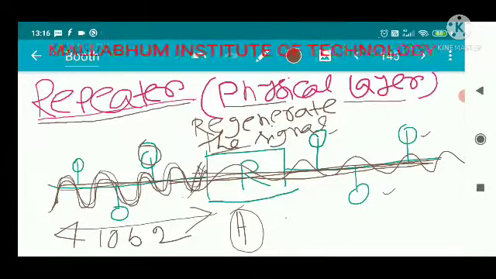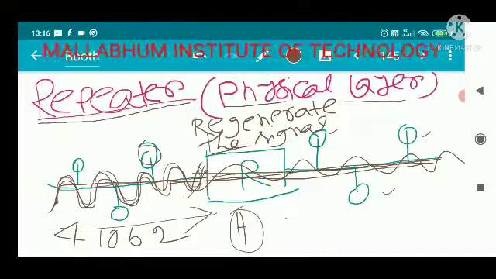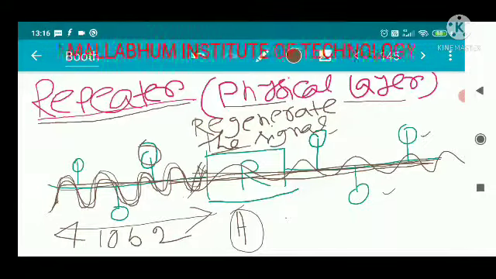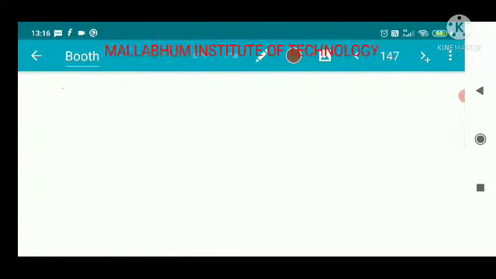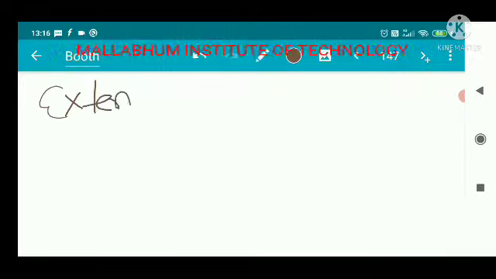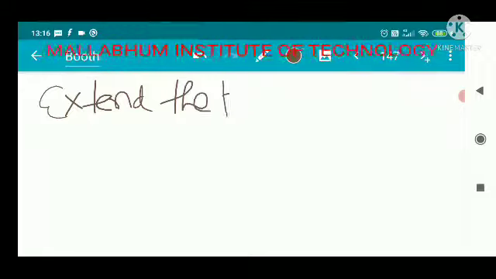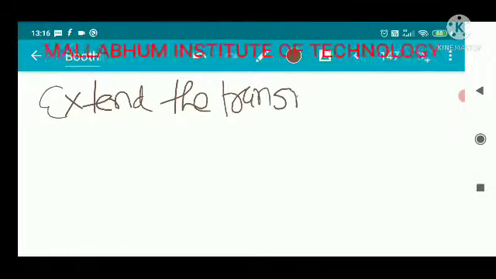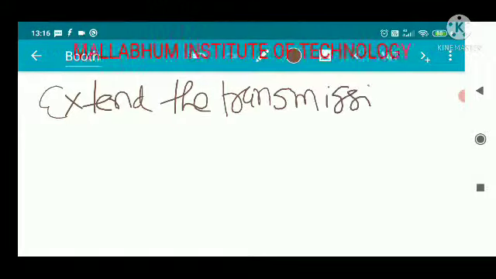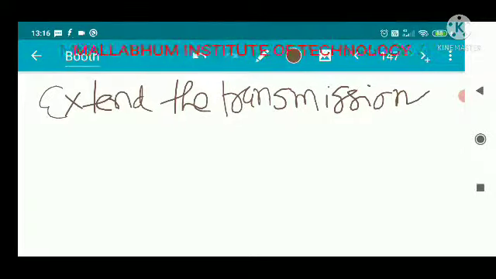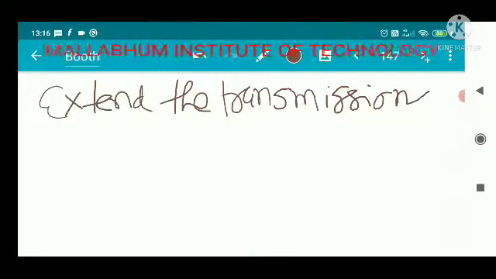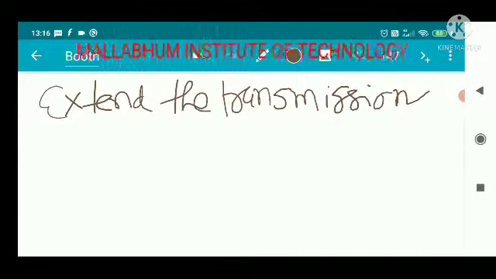So in telecommunication, repeaters are used to extend the transmission so that the transmission of the signal can happen over a longer distance. It extends the transmission so that it can cover a longer distance or be received at the side of an obstruction, so that the signal strength would not be diminished.